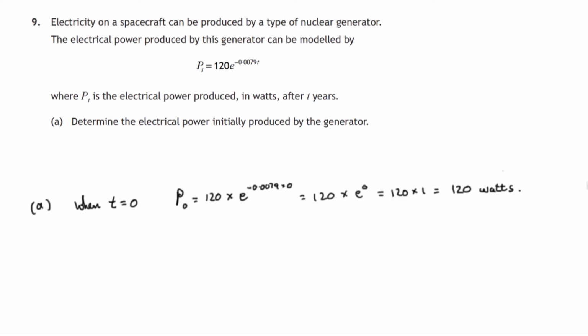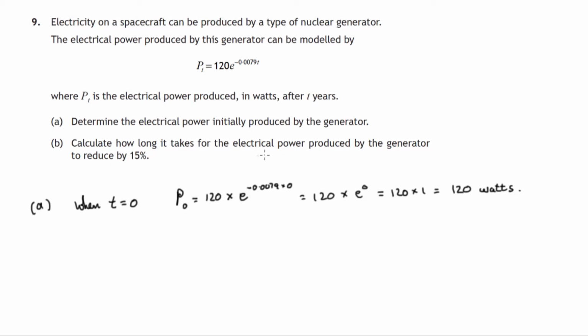Now in part B, calculate how long it takes, find t in other words, for the electrical power produced by the generator to reduce by 15%. So we know it starts off at 120 and it's to be reduced by 15%. In other words, 85% remains. We have to multiply by 0.85.